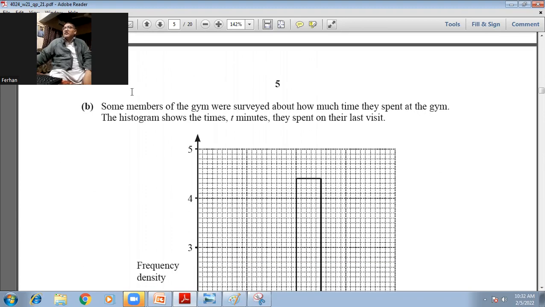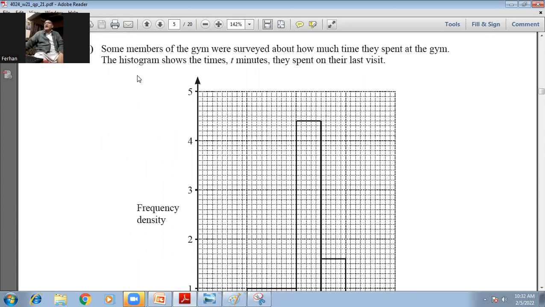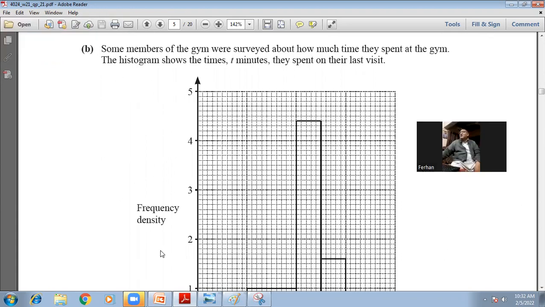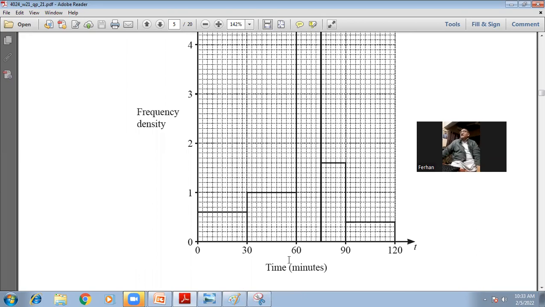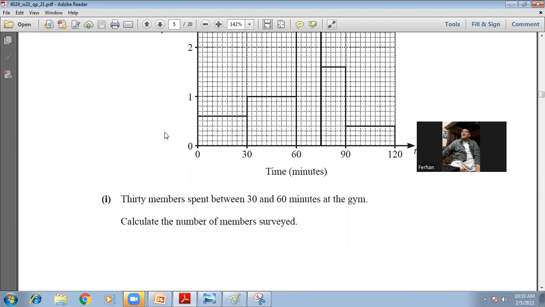Now we have part B. It says some members of the gym were surveyed about how much time they spent at the gym. The histogram shows the times t in minutes they spent on their last visit. So this is that histogram. Here are the minutes, and this is the frequency density on the y-axis. So 30 members spent between 30 and 60 minutes. Calculate the number of members surveyed.